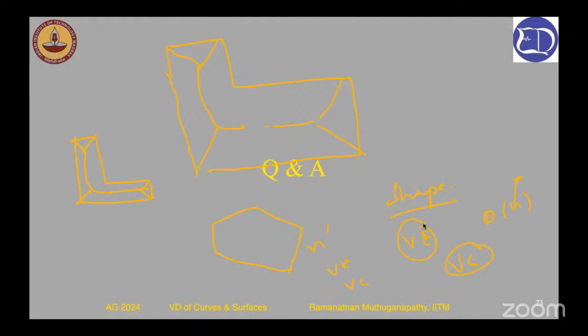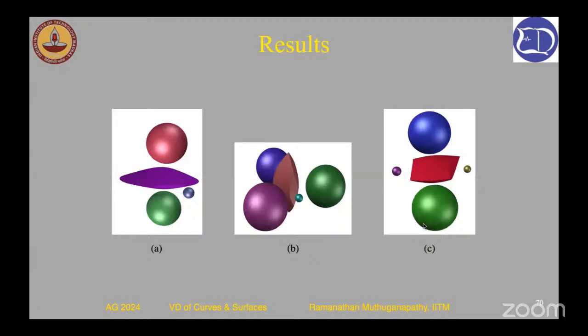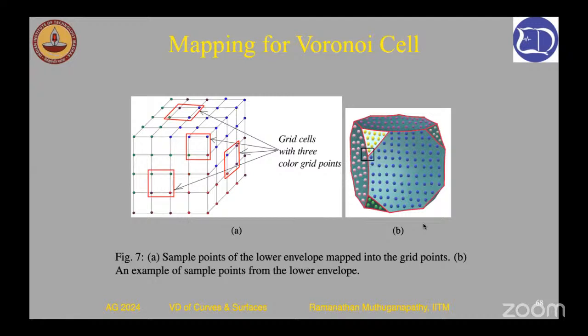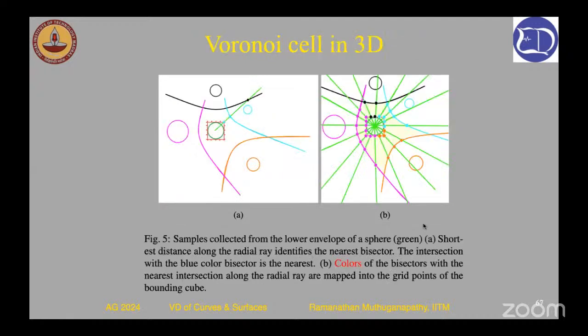For the 3D case, you shared some results about spheres. Can this algorithm be applied to general surfaces? That's a very good question. We are also attempting to do that. But what we did here was a grid-based approach using what is called a lower envelope and the intersection from the samples of the spheres.